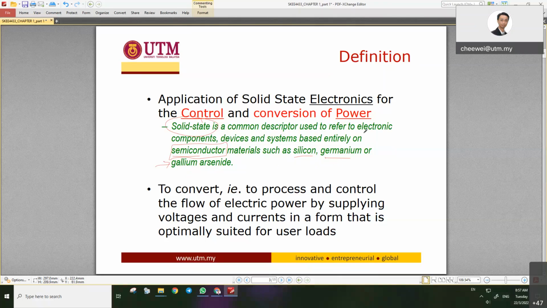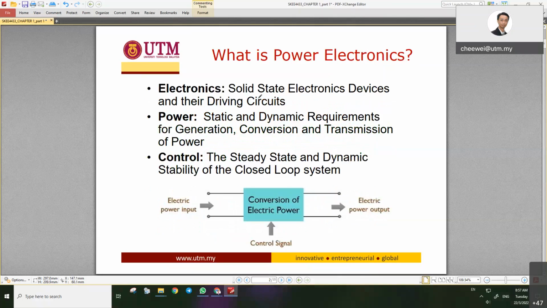So new semiconductors evolve to replace the conventional silicon and germanium. So solid state electronics are things related to semiconductors, and their driving circuits. Driving circuits here means what? You drive your car? No, it doesn't mean that. This drive circuit is not driving your car. It's actually to drive the circuit. Okay, we look at the definition later on of what a drive circuit is.